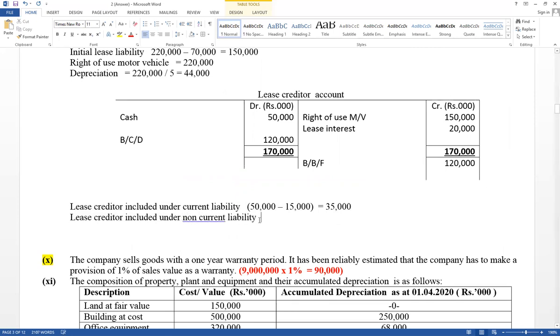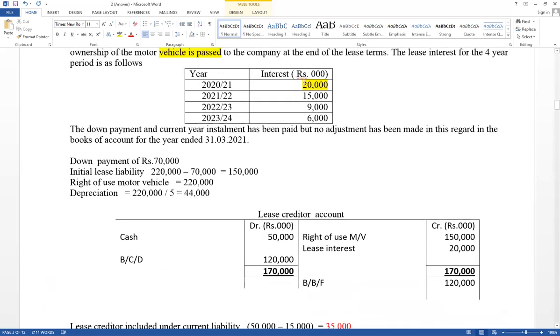Think about non-current liability. Total liability equals 120,000. From that value, deduct 35,000, the value included under current liability. Therefore, the difference equals 85,000. So this is the value that should be included under current liability as a lease creditor, and this is the value that should be included under non-current liability as a lease creditor.